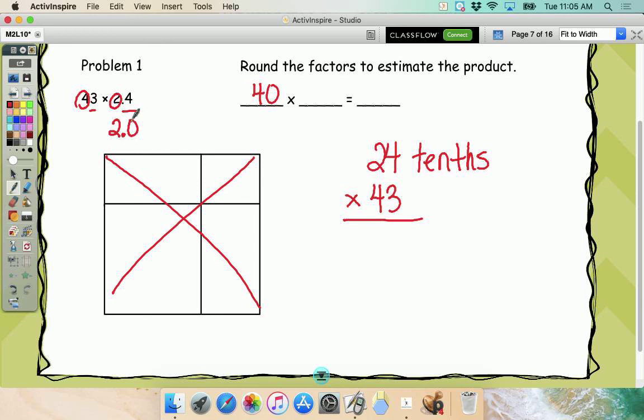So what am I going to write on the line for 2.4? What does it round to, boys and girls? 2. We don't need the decimal and the 0. So 40 times 2 equals 80. Okay? Now, can you do 2 by 2 multiplication? You can? Of course you can. Go ahead and do that problem.